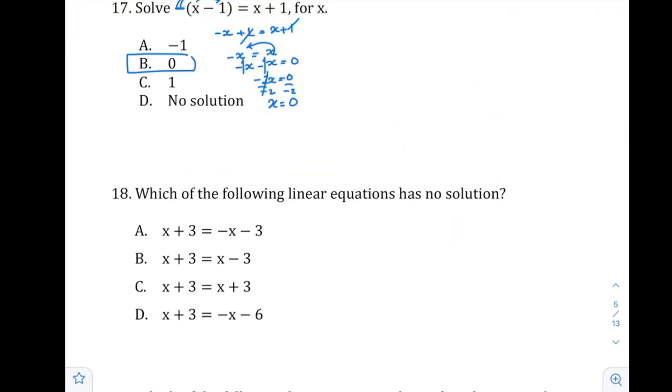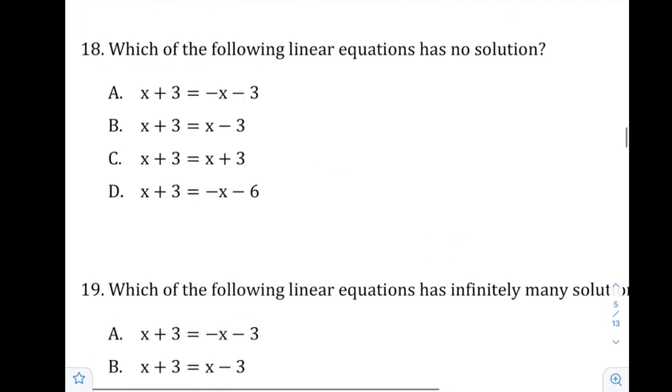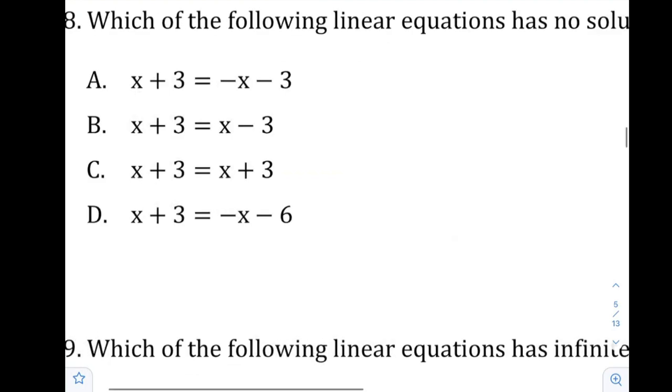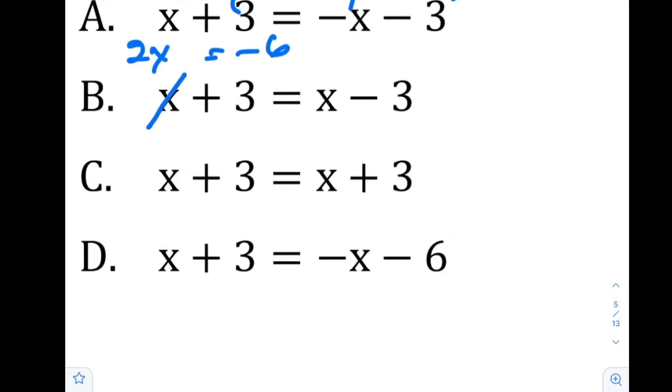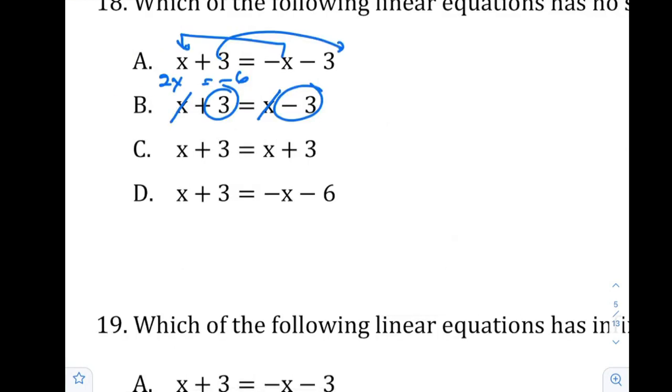0 is a number. Which of the following linear equations has no solution? As we said, we are looking for equations to be solved, and after that, you find out that there is no variable. So if you think about it, if you shift this x there, it will be x plus x, 2x. And this goes there, minus 3 is minus 6. It has a solution, so this is not possible. While here, for example, x goes with x, you end up with two different numbers. Directly, you can say no solution. So no need to check the rest.